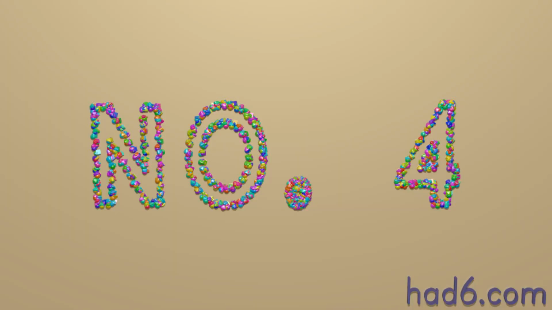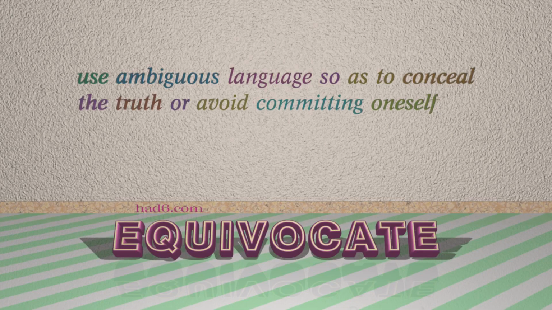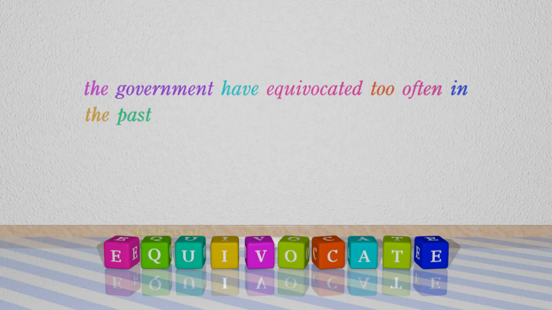Number 4. Equivocate, which means use ambiguous language so as to conceal the truth or avoid committing oneself. Equivocate. For example, the government have equivocated too often in the past.